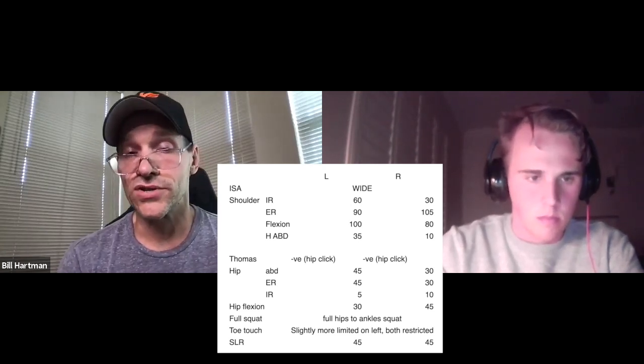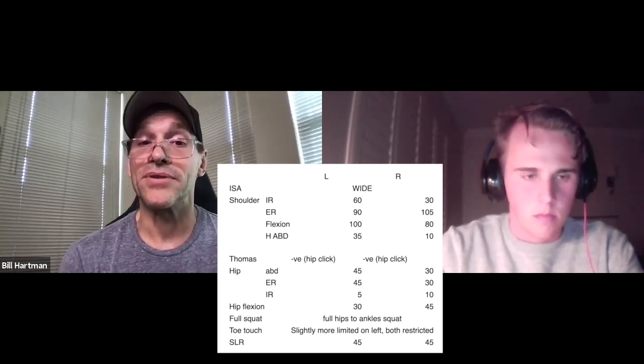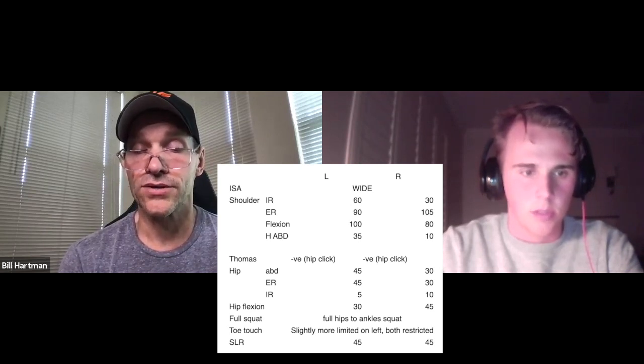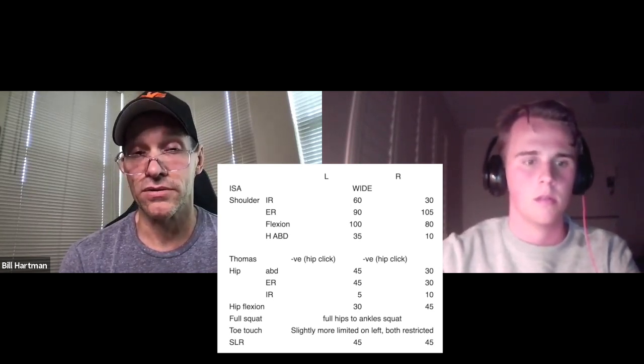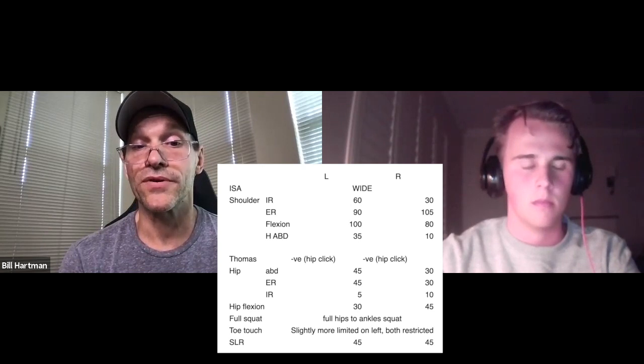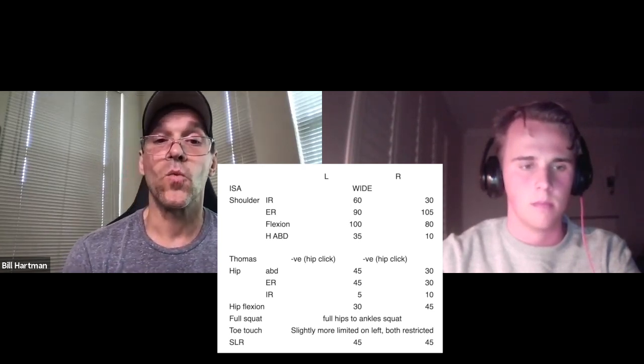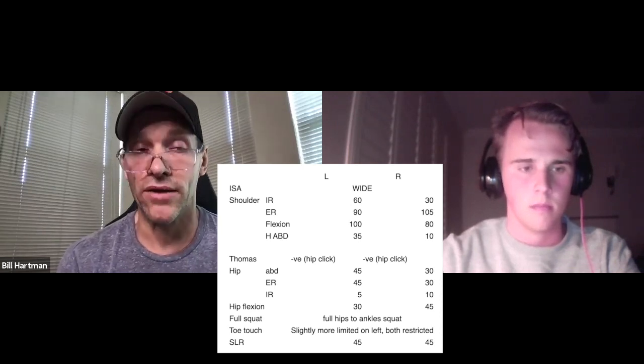When you see the limitation of straight leg raise and early hip flexion, that means you're pushed forward. So you tipped on the right oblique first, and then got pushed farther forward. So the center of gravity is way over to the right and way forward.